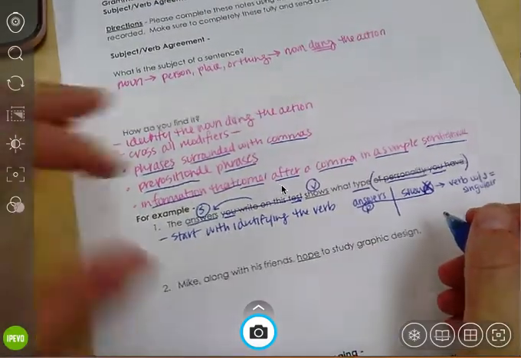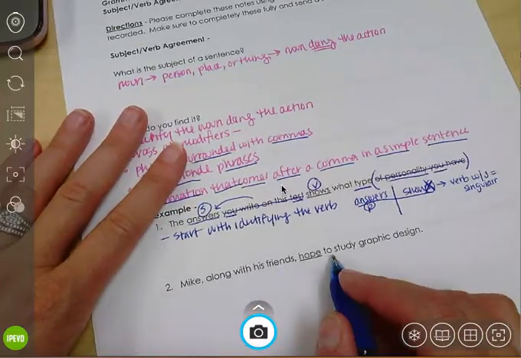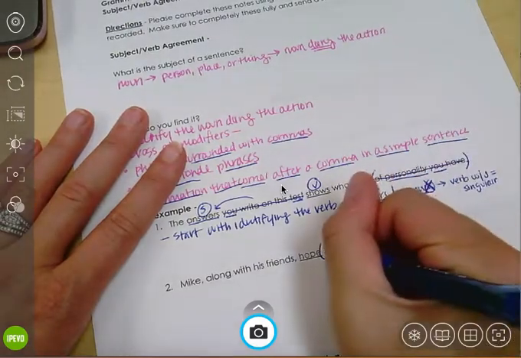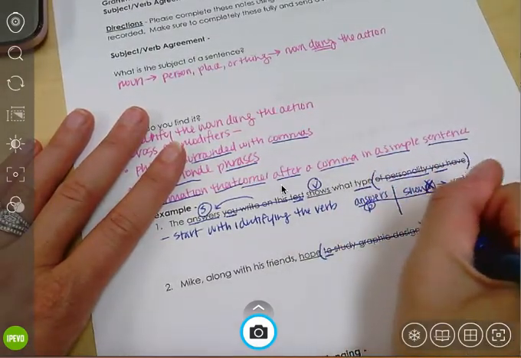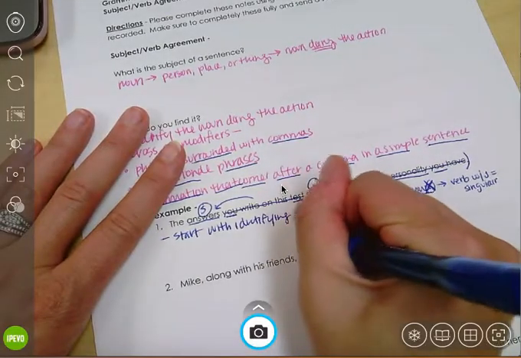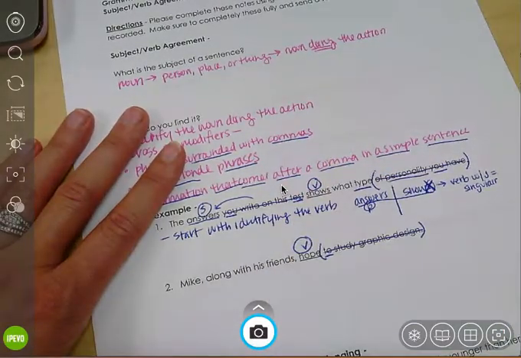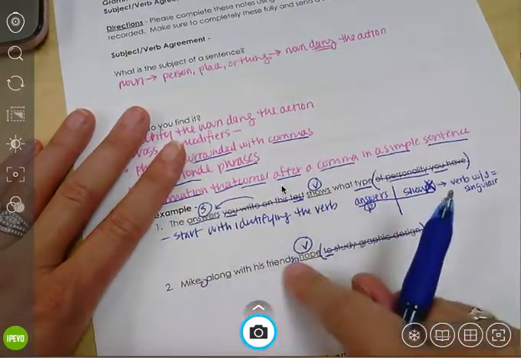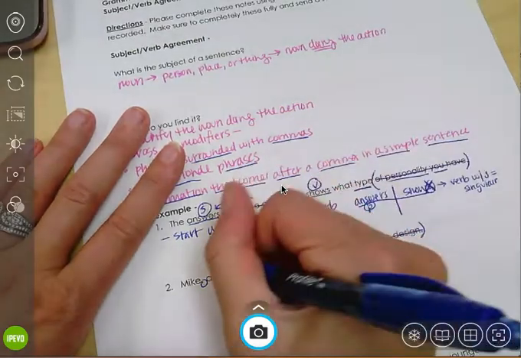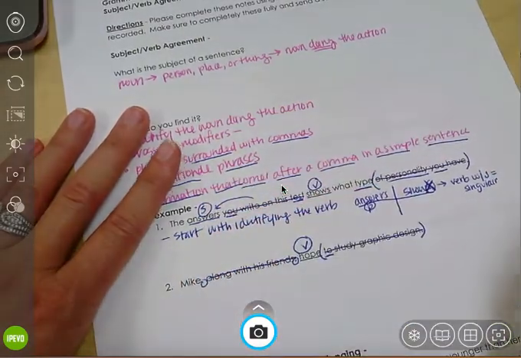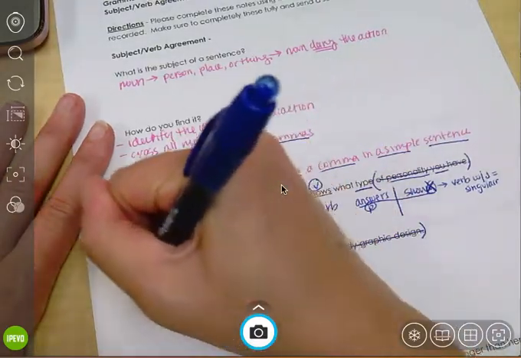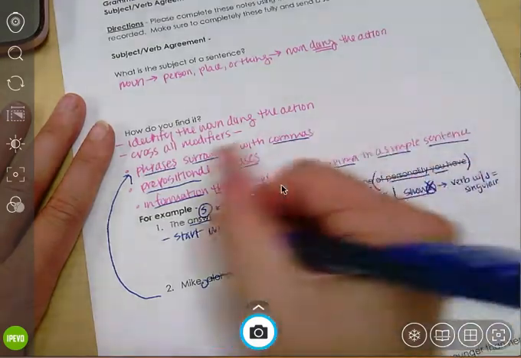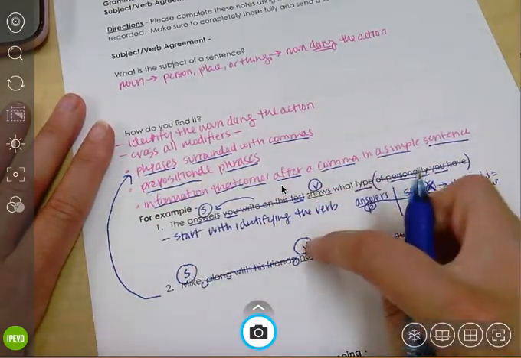Let's do the same thing for number 2. Mike, along with his friends, hope to study graphic design. So to study graphic design, we've got a prepositional phrase. We're going to cross that out. We know hope is a verb. And whenever you see commas, circle them. This phrase right here is surrounded with commas, which means I can take that out of the sentence. Anytime something is surrounded with commas, you can get rid of it. So the only noun we have left is Mike, and Mike is the one hoping.